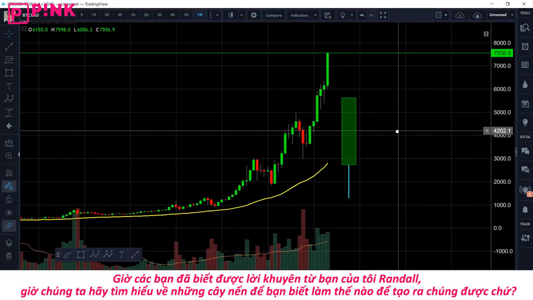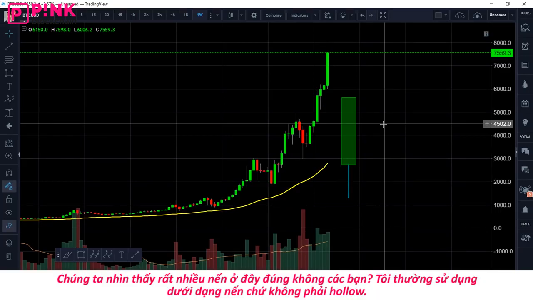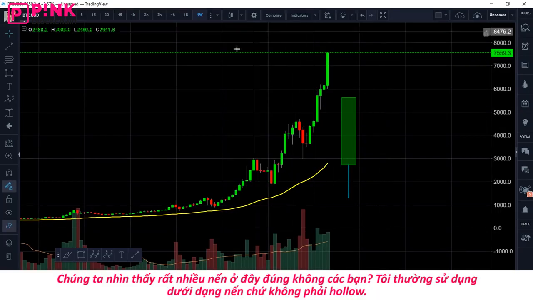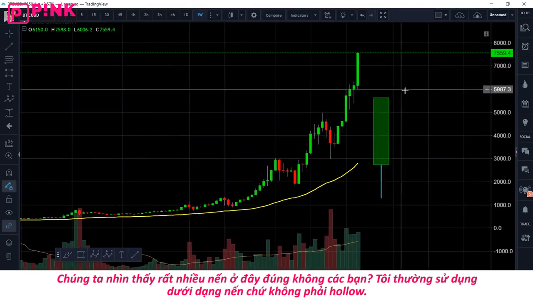Okay guys, now that you've heard a little bit of wisdom from my friend Randall, let's talk about some candles so you can know how to manhandle them. You see a lot of these candles, right? The ones that I use specifically are candles. I don't use the hollow ones at all.